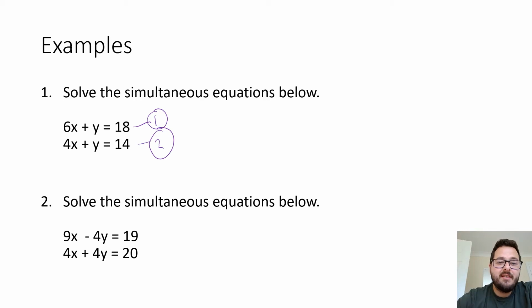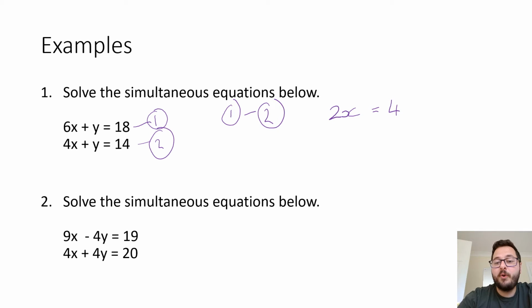Now this is quite a simple question because the y's already match. There's already the same amount of y's in the first equation and in the second equation. So all we have to do to eliminate it is equation 1 take away equation 2. Let's do that step by step. If we do the x's first, 6x take away 4x is 2x. Y take away y, well that's the whole reason we've done it, that's 0, that cancels out. And 18 take away 14 is 4.